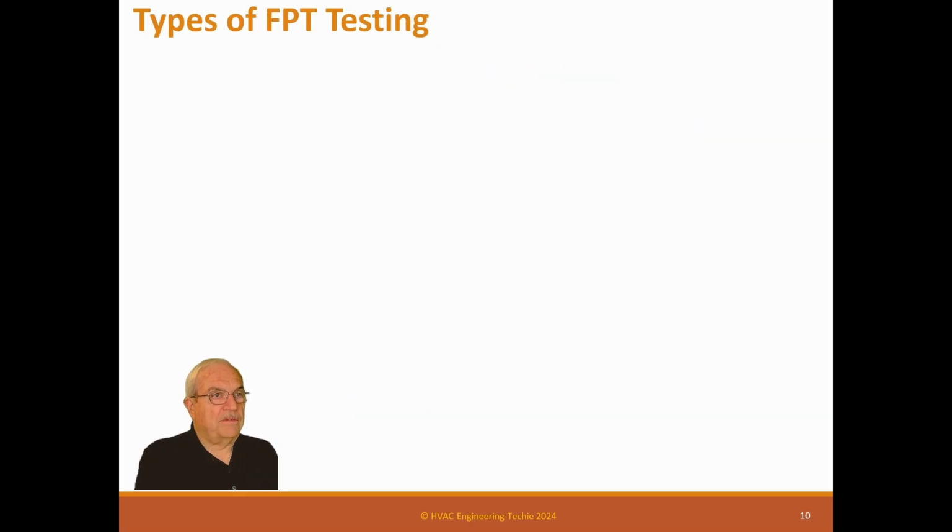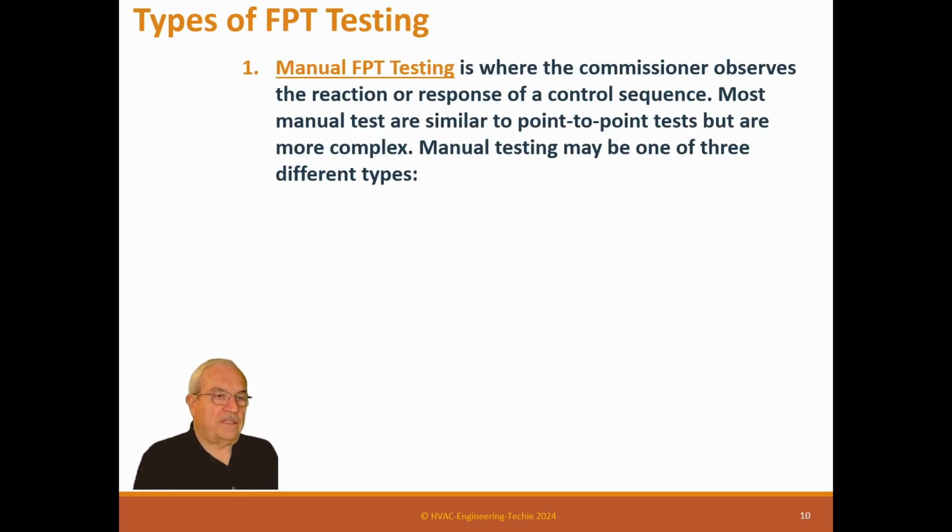Please be safe. Types of FPT testing. The first type is manual tests. What I mean by a manual test is you make something happen and you watch it. That's basically it. It's where a commissioner observes the reaction or response of a control sequence. Most manual tests are similar to point-to-point tests, but are more complex. Manual testing may be one of three different types.